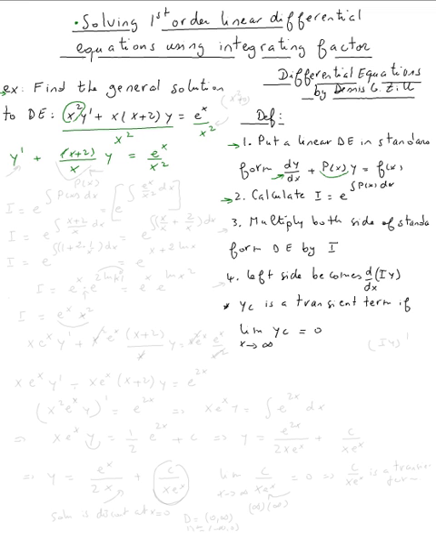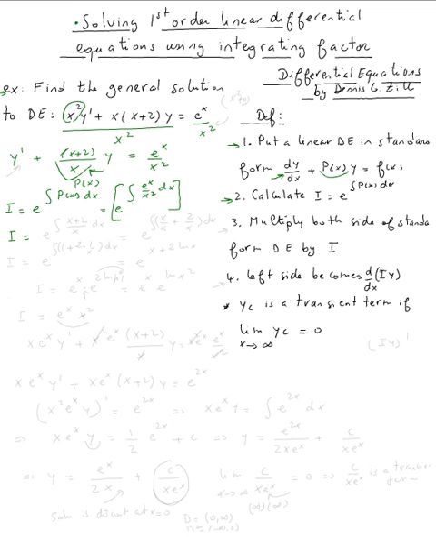See, p of x is the coefficient of y. So this is my p of x. So the integrating factor is the integral of p of x dx. In this case, it's e to the x over x squared dx. Oops, sorry, this is wrong. This is p of x. I'm just using f of x.